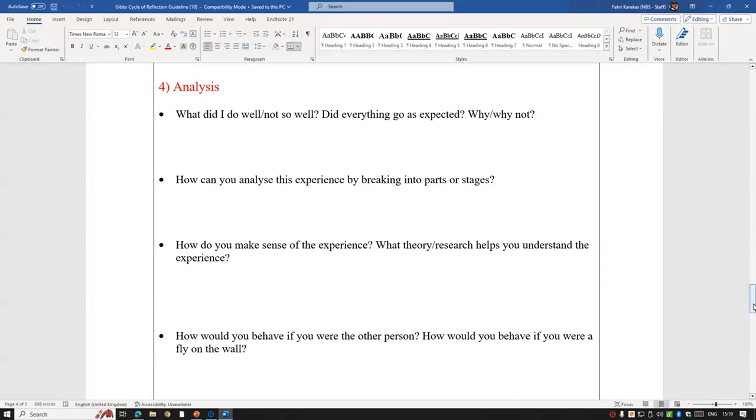And the next one is sense making. How do you make sense of the experience? What theories or research can help you better understand what happened there? So do some extra research on this. You can Google this. Was this, let's say, a communication issue? Was this about cross-cultural conflict? Was this about something related to problem solving? Was this about conflict resolution? Was this about stress management?